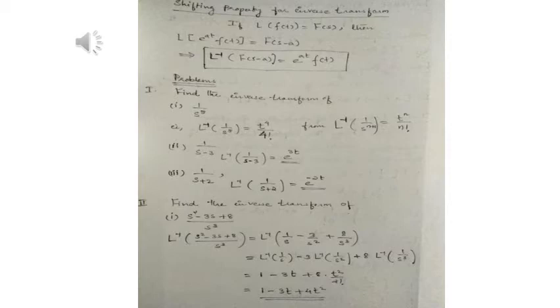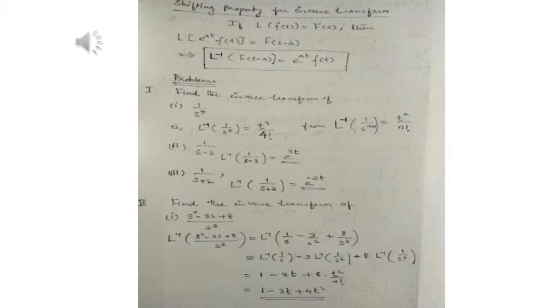Find the inverse transform of 1 by s raised to 5, then 1 by s minus 3, 1 by s plus 2, etc. So speaking about 1 by s raised to 5, we know inverse Laplace of 1 by s raised to n plus 1 is equal to t raised to n by n factorial. So here n plus 1 is 5, that is n is equal to 4. So the answer is t raised to 4 by 4 factorial.